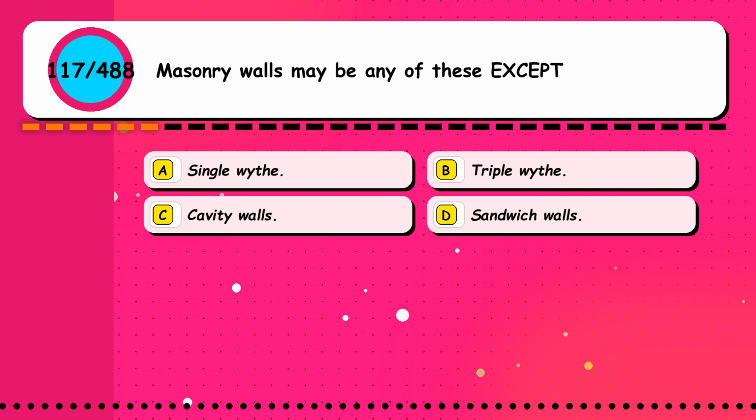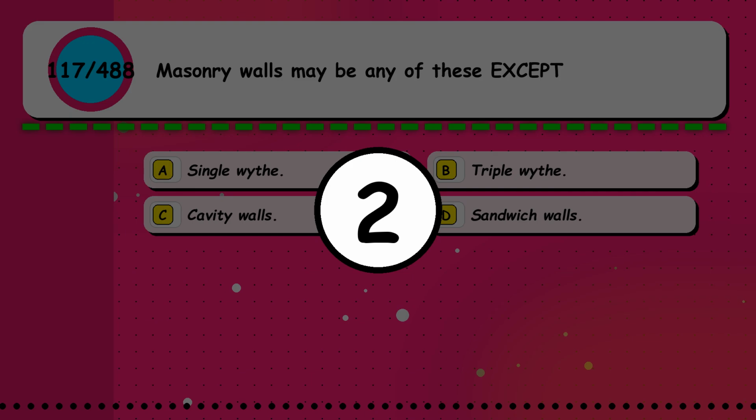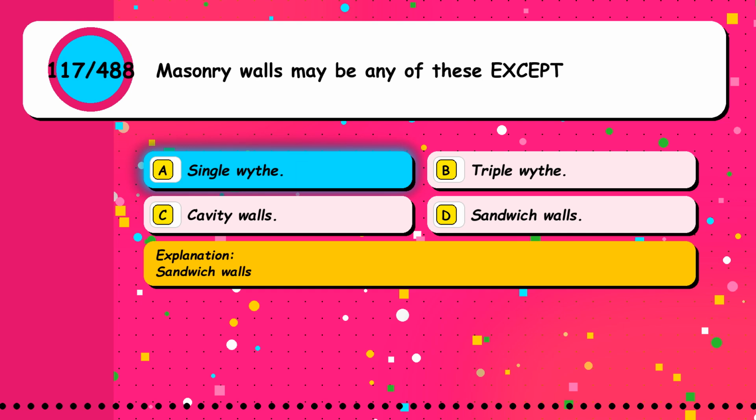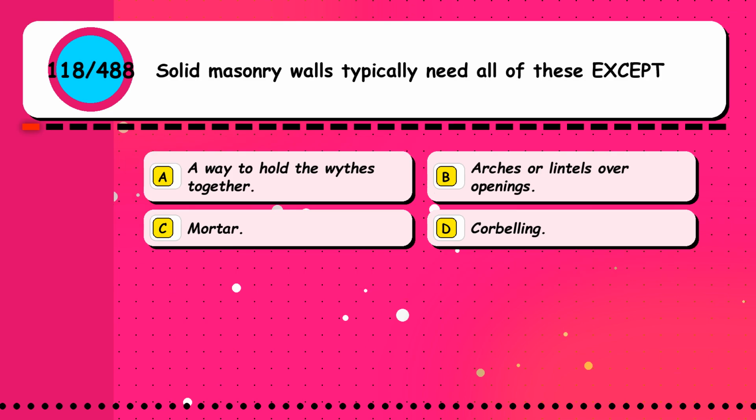Question 117. Masonry walls may be any of these except: Option A. Single width. Option B. Triple width. Option C. Cavity walls. Option D. Sandwich walls. The correct answer is option A. Single width. Sandwich walls.